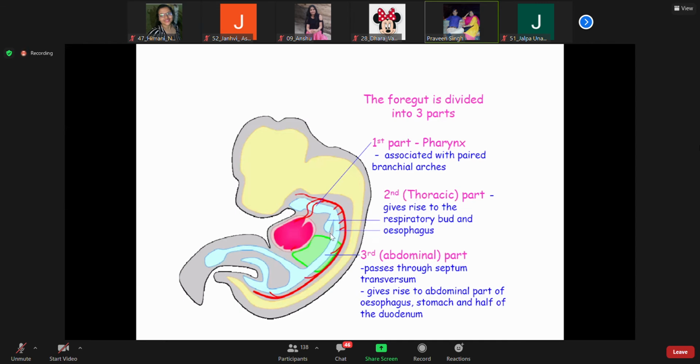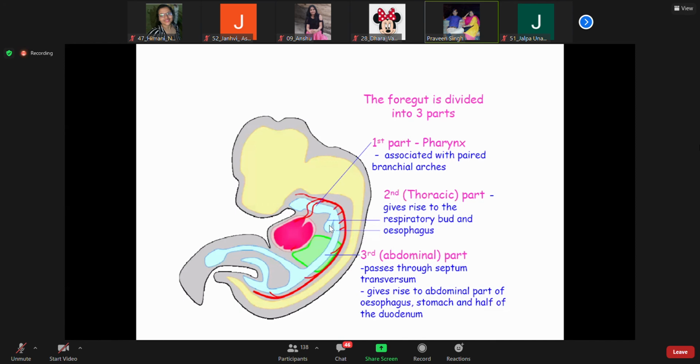One important thing here, if you have noticed, is that the thoracic part also gives rise to a diverticulum, like a pouch or an extension. This extension is coming out of the thoracic part of the foregut, and this part is called the respiratory bud. So the respiratory bud arises from the GIT. Please understand, very important statement: the respiratory bud arises from the GIT. Which part of the GIT? The thoracic part of the foregut.